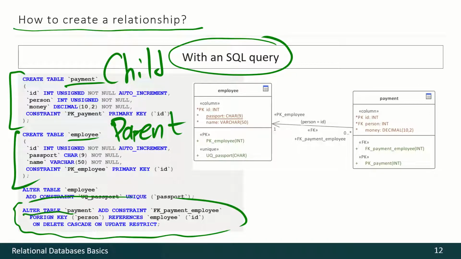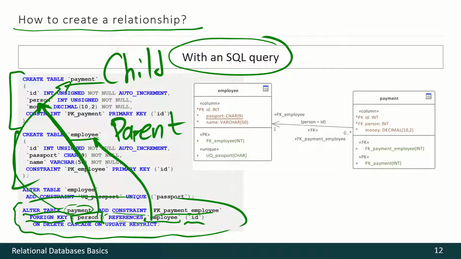We are altering our child table, payment, adding a constraint with some name. That constraint is a foreign key with such a name, so here it is. And we say it references the parent table, here it is, and its ID field. Here it is. It's the primary key for the parent table. And we also have several cascade operations that we shall discuss in the next video.